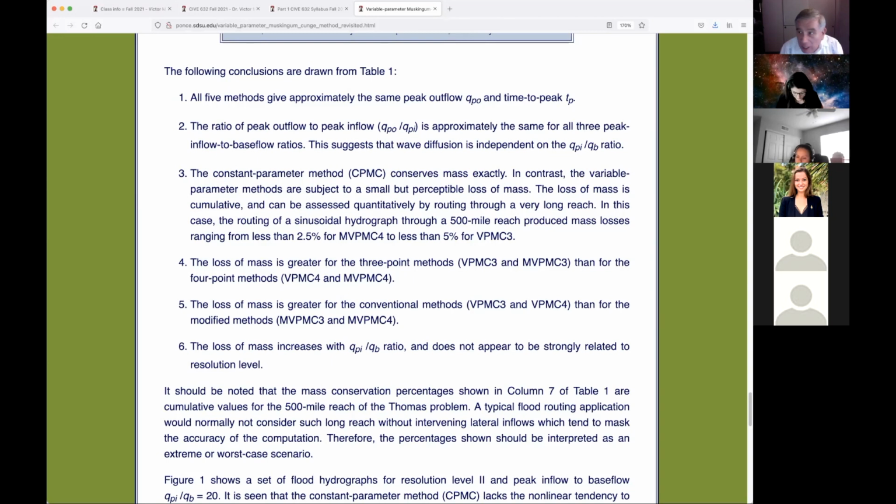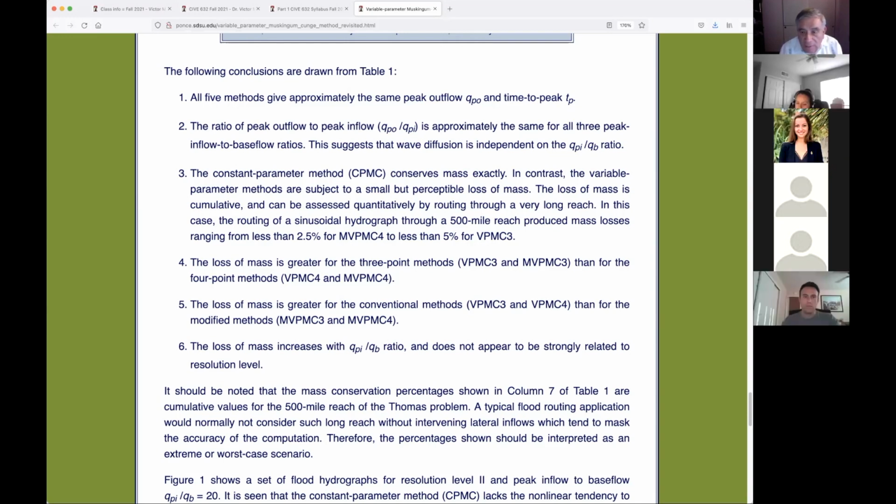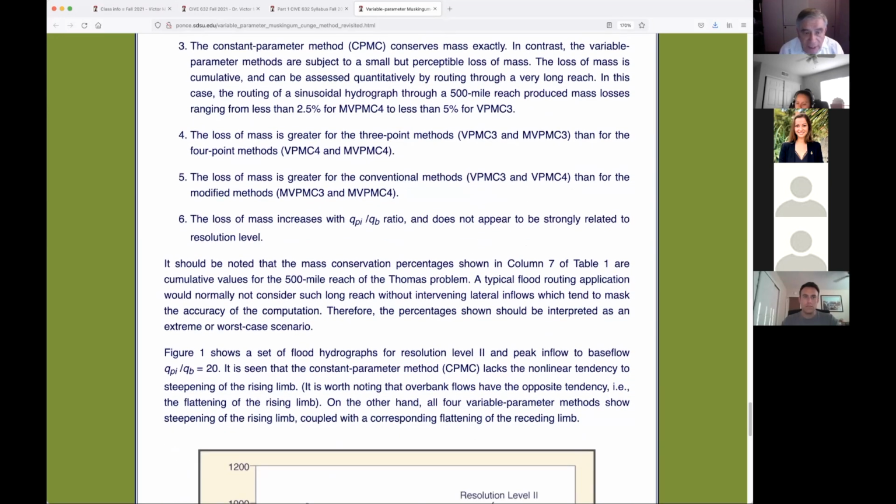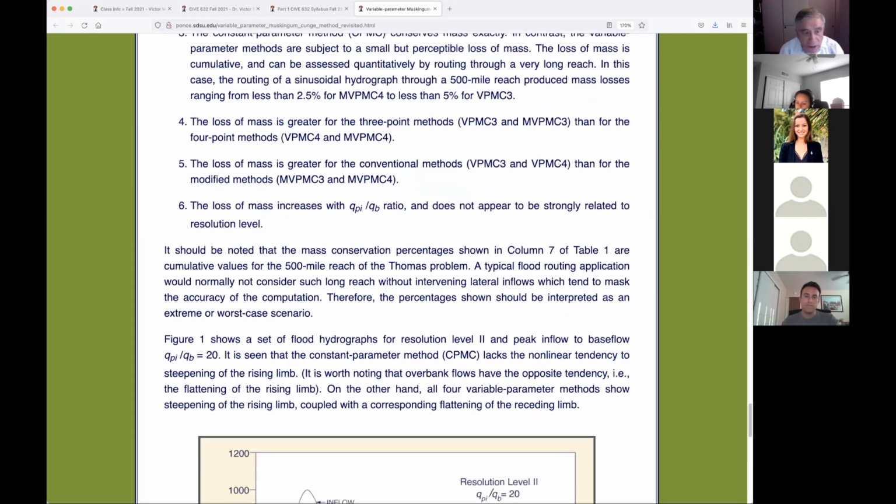Okay, so the constant parameter conserves mass exactly. The variable parameters do not conserve mass. But don't be afraid, because it's a very, very small amount, something that could be masked by the normal inaccuracies of the method. The loss of mass is cumulative and can be assessed quantitatively. The loss of mass is greater from the 3-point methods than for the 4-point methods. That is understandable too. The loss of mass is greater for the conventional methods than for the modified methods. That is also understandable, given how we did the second evaluation as opposed to the first evaluation. The loss of mass increases with QPI over QV ratio and does not appear to be strongly related to resolution level.